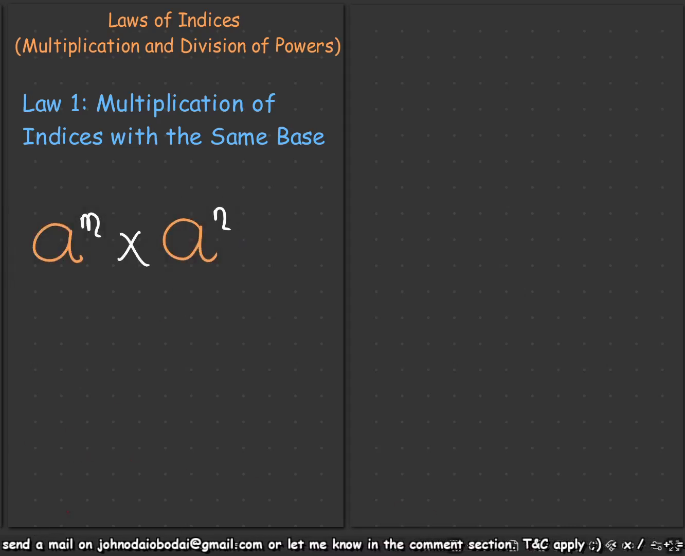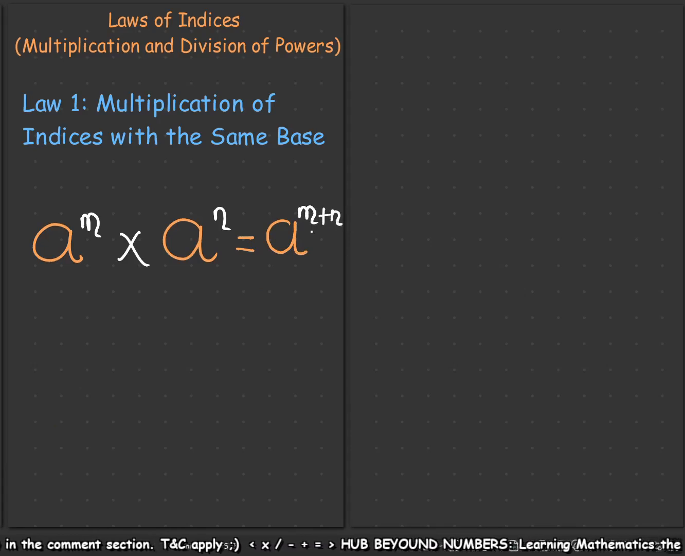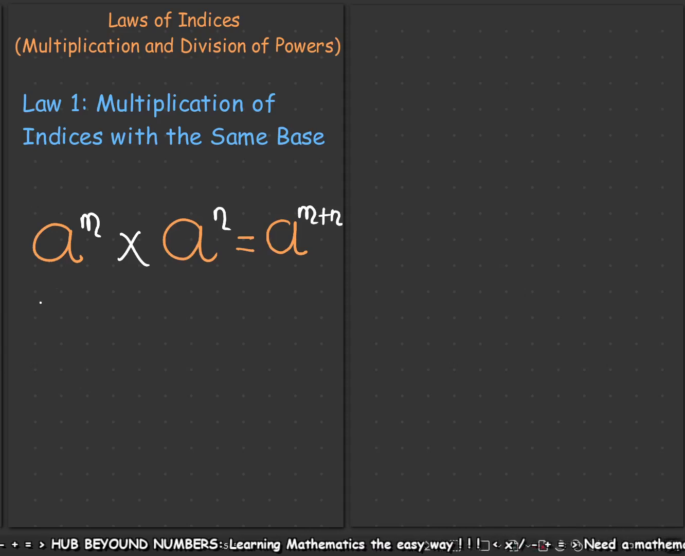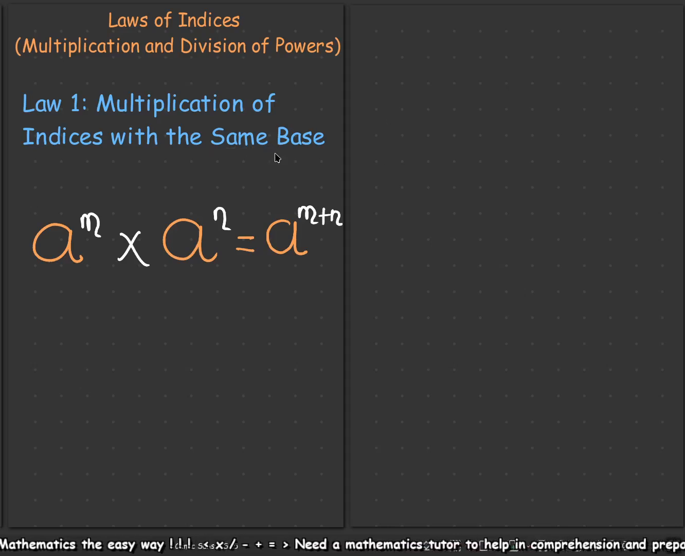So if the bases are the same, how do we evaluate it? We evaluate it by just writing one of the bases, and then you add the powers. Very simple. When you are multiplying powers with the same base, just add the exponents, and you are good to go. Take note, if you don't have the same base, you don't use this law. So let's look at some examples.